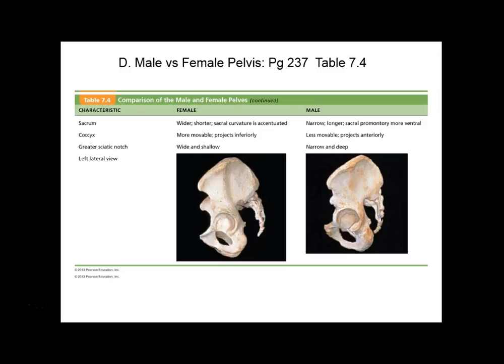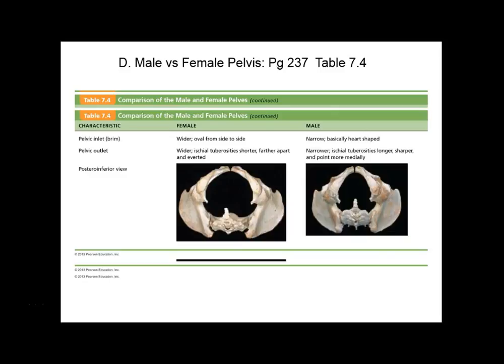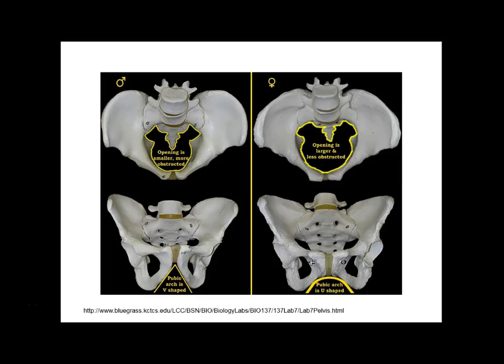Notice that the sacrum is wider and shorter, and the sacral groove is more accentuated in a female. In a male, the greater sciatic notch is narrow and deep, whereas with a female it's wide and shallow. And that's the part that grooves in under the crest. If you look down into the pelvic outlet, you can see that a female is more oval from side to side, where a male is basically more heart-shaped. And that has to do with childbirth. And here's just some more pictures showing the wider U-shaped pubic arch of the female, the more V-shaped of the male.